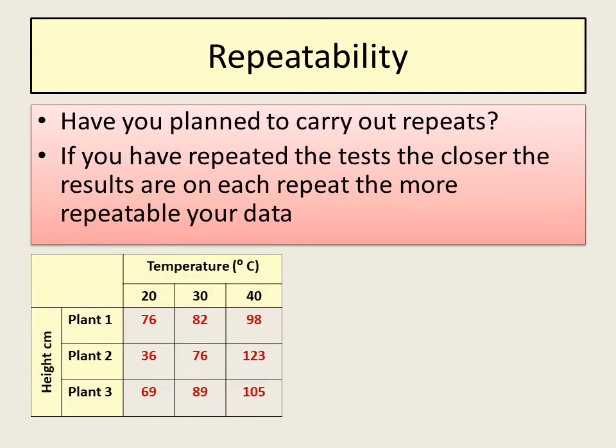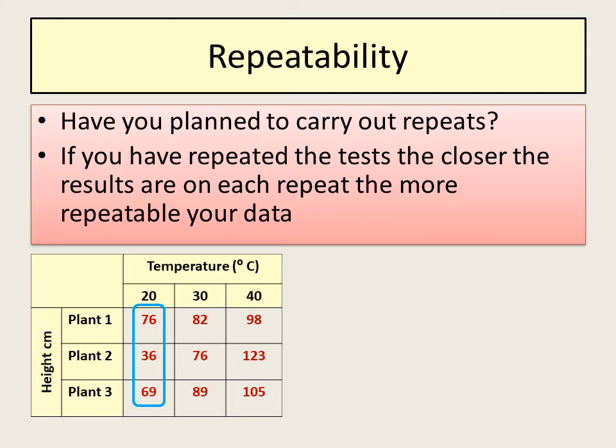Here we've got some data from the plants that we're growing at different temperatures. So we're growing them at 20, 30 and 40 degrees. And we've got 3 plants for each temperature. And if we look at the 20-degree one, we can see that there's quite a big difference in the height of these plants. So 2 of them are similar, 76 and 69 centimetres, whereas plant 2 is only 36 centimetres.